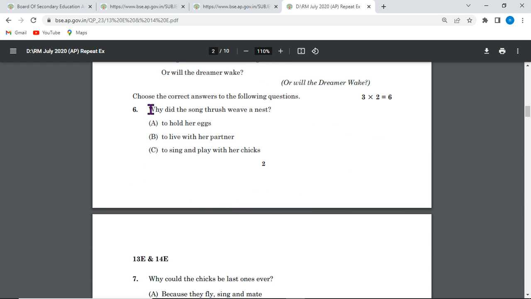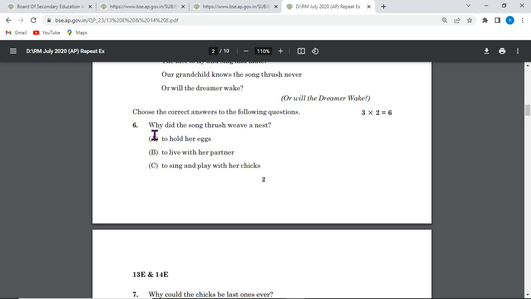So here is a multiple choice question. Why did the song thrush weave a nest? So answer is to hold her eggs. It is clearly interpreted from the first two lines of the stanza.